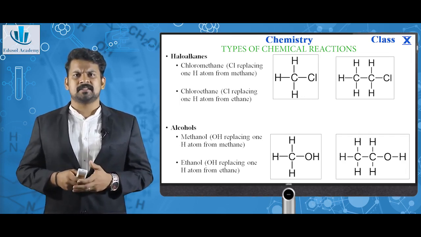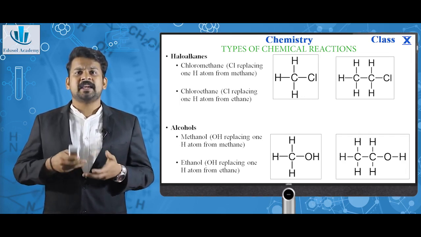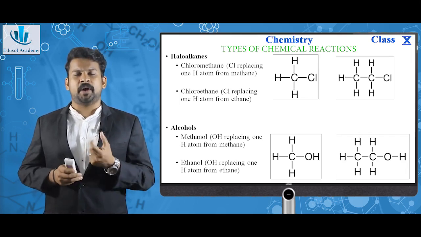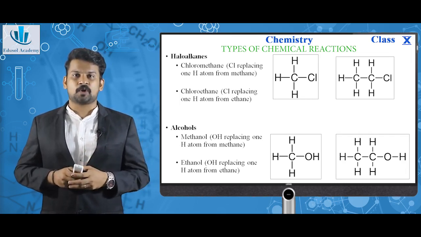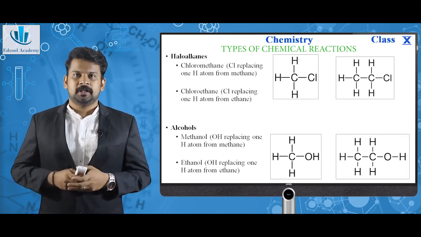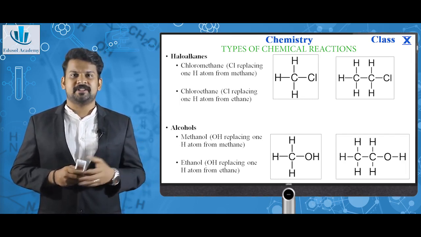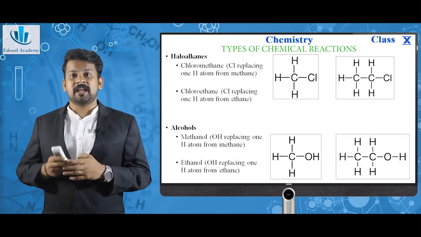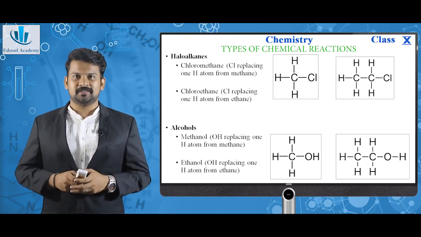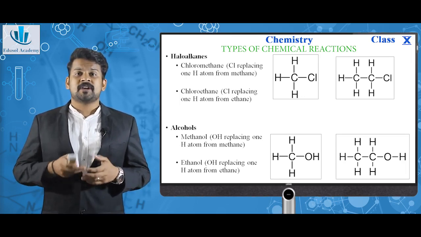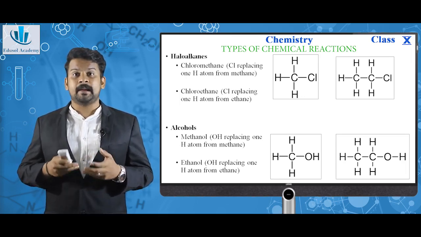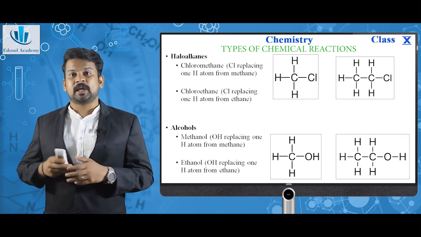Next is alcohol. The first one is methanol. As we just discussed, not chlorine, here it is oxygen and hydrogen, OH. This particular group is called the hydroxyl group. The OH group replaced hydrogen, forming CH3OH. This is methanol. Similarly, OH has replaced hydrogen from the ethane molecule, becoming ethanol, CH3CH2OH.